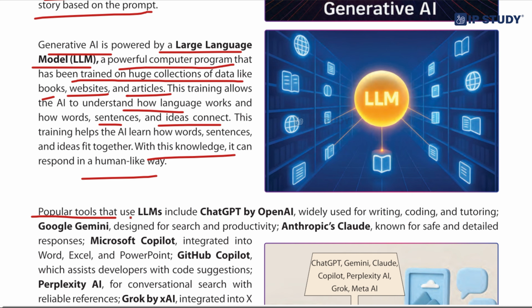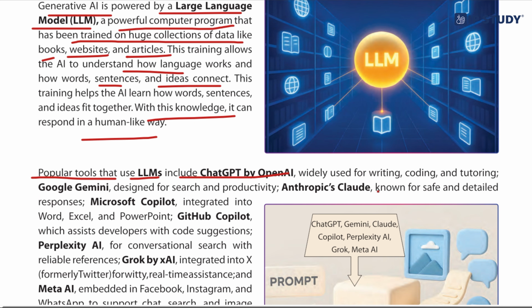Popular tools that use LLMs include ChatGPT by OpenAI, widely used for writing, coding, and tutoring. Google Gemini, designed for search and productivity. So, as we are very familiar with ChatGPT and Google Gemini, both work upon LLMs and both are designed for search and productivity, and ChatGPT can also be used for writing, coding, and tutoring.